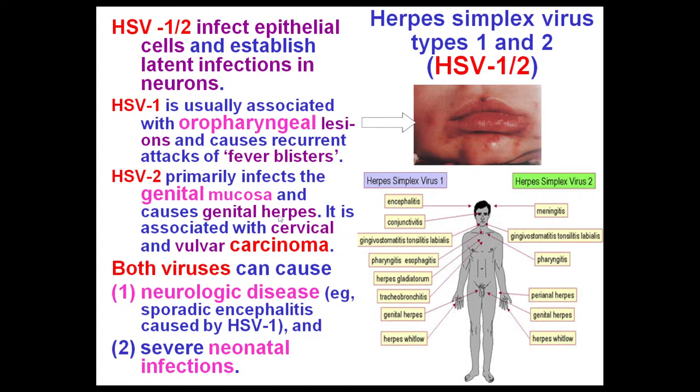HSV2 primarily infects genital mucosa, and the disease caused by HSV1 we used to call herpes labialis, while HSV2 is usually called herpes genitalis, and it may progress sometimes into cervical or vulvar carcinoma. So that's why we think that HSV2 is also oncogenic. Both types of the viruses may cause neurological complications of the previous acute infection. This is sporadic encephalitis and severe neonatal infections, mostly caused by HSV2.